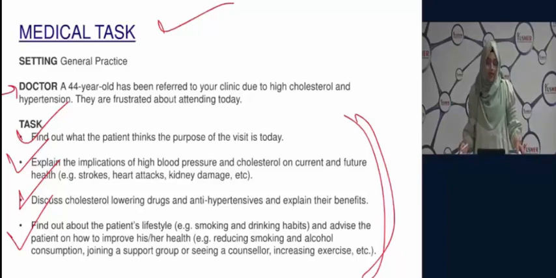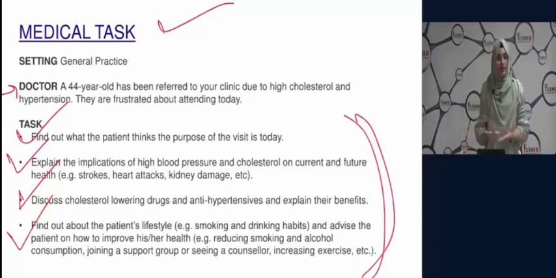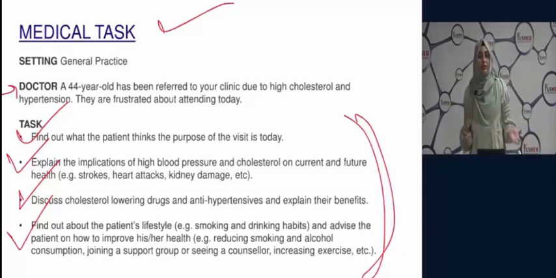and advise the patient on how to improve his or her health, like reducing smoking and alcohol consumption, joining a support group, or seeing a counselor, or increasing exercise. So you talk about the medicines, you talk about the health implications, and at the end of the conversation, find out about the patient's lifestyle and give some advice on what changes he should bring to the lifestyle.